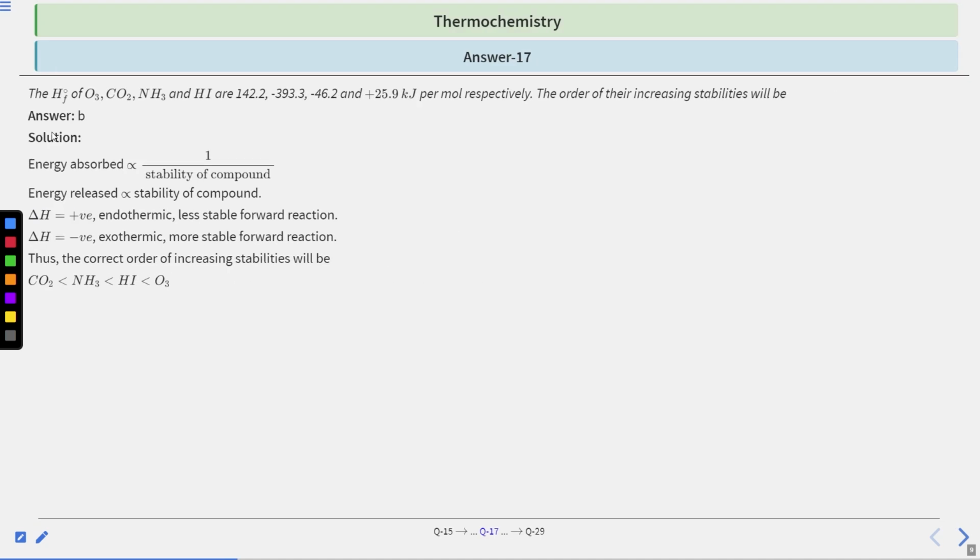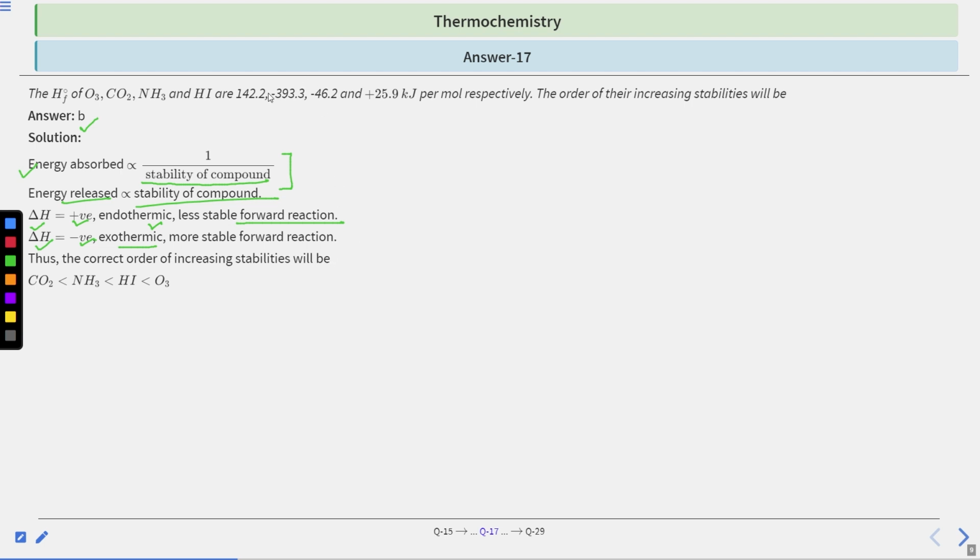Okay, so the correct answer is option B. The energy absorbed is inversely related to the stability of the compound, or we can say the energy released is directly related to the stability of the compound. These are two phenomena we are using here. We know that the enthalpy change is positive for endothermic reactions, which are less stable for the forward reaction, and enthalpy change is negative for exothermic reactions, which are more stable for the forward reaction.